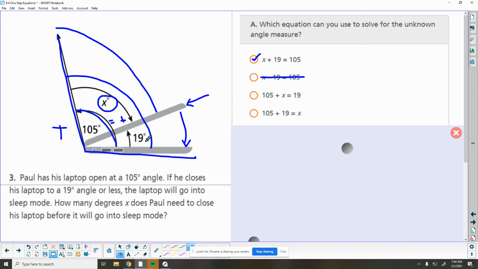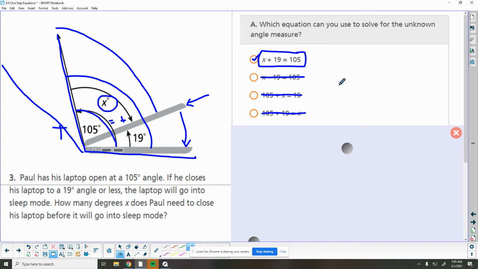105 plus X equals 19. That's not going to work when we're adding something on for the answer to be less. And here it's having us add 105 and 19. But if I open up the laptop to 105 degrees and then add 19 more on, that opened the laptop up bigger. We want to close the laptop. So it's backwards of what we're doing. So in this one, our equation is X plus 19 equals 105.